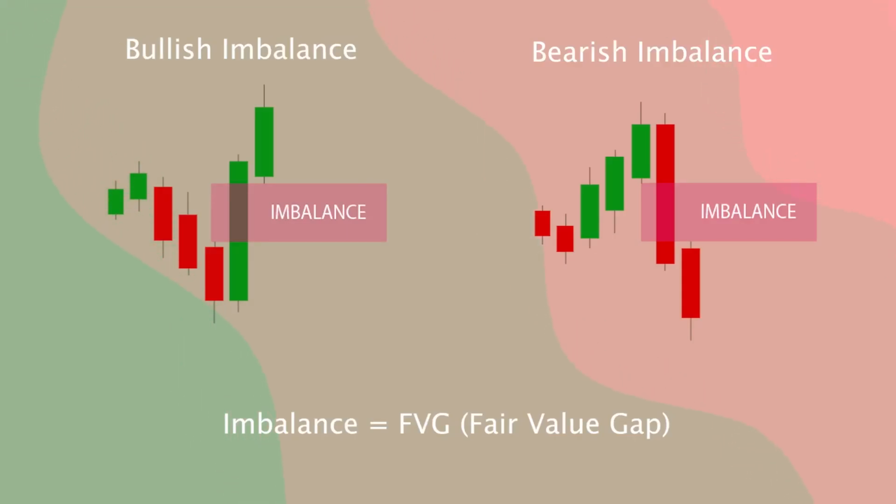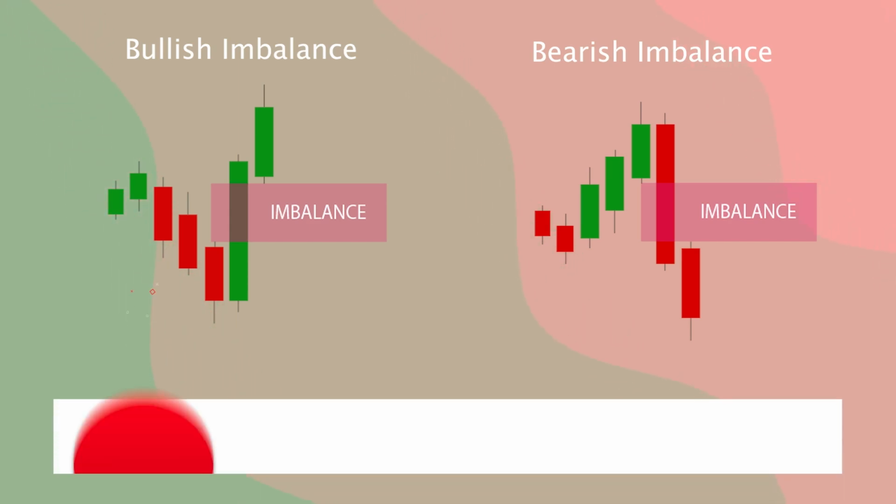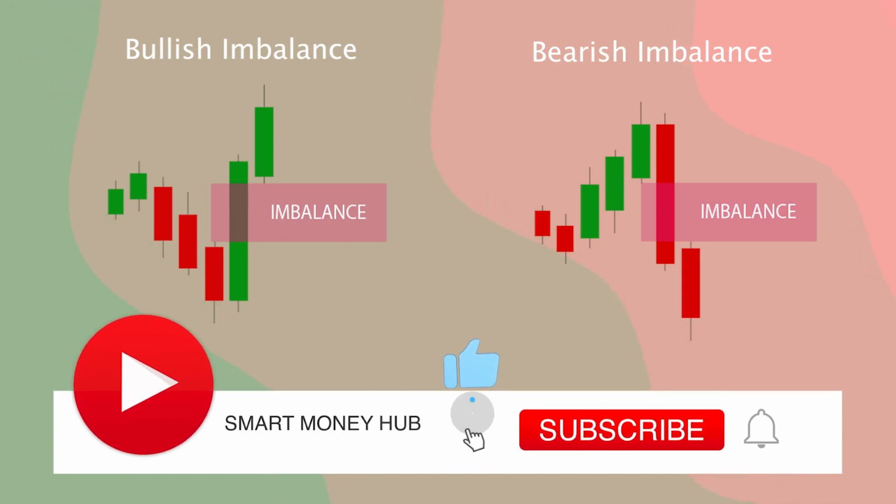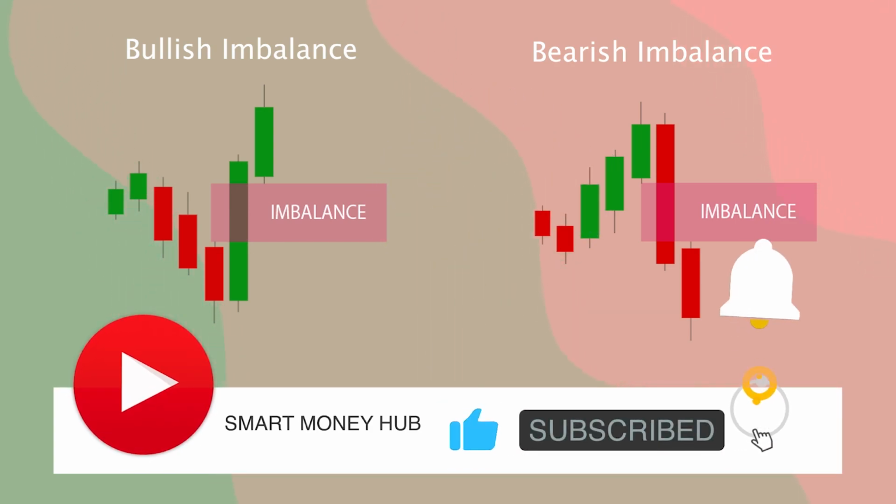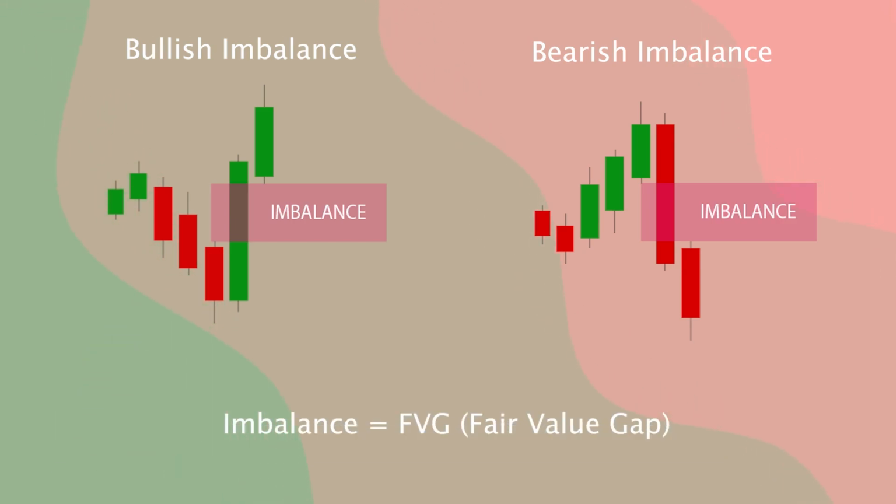Let's briefly talk about what imbalance is. Imbalance is a three candlestick formation that shows us there was inefficiency between buyers and sellers. I am not diving deep right now on this because I will release a separate video on imbalance soon, so subscribe and turn on notifications. I recommend you watch it because it's the foundation, you can't go further without it.